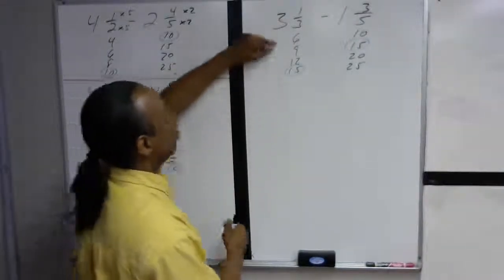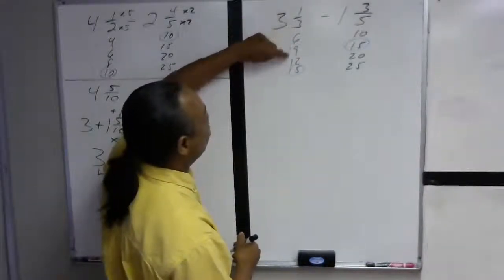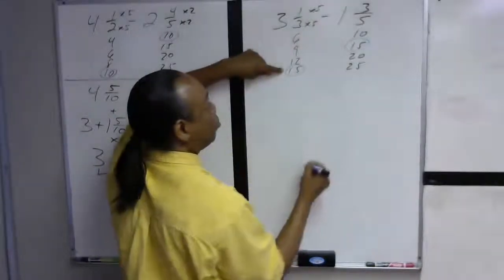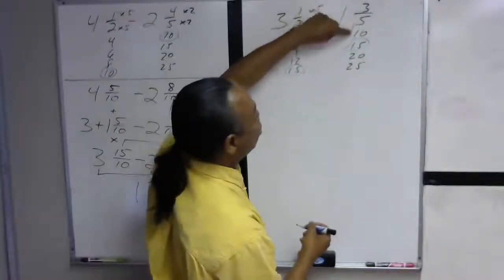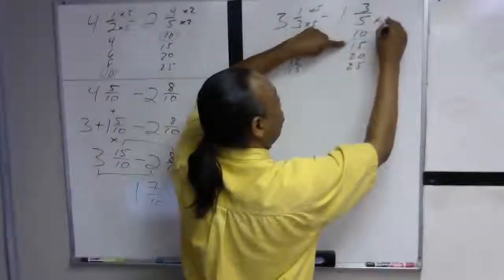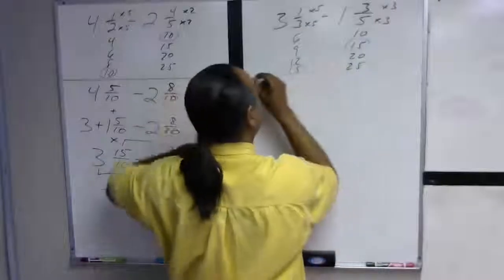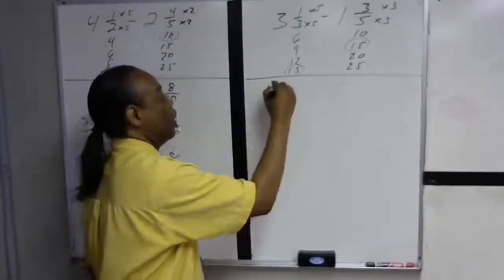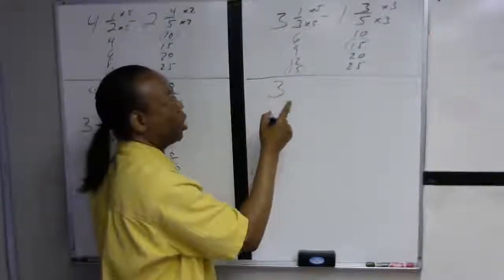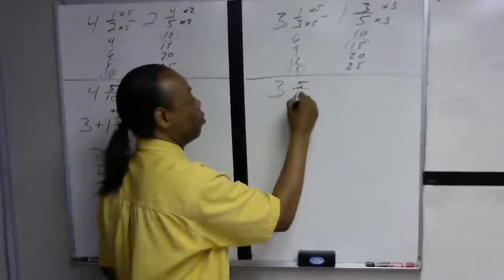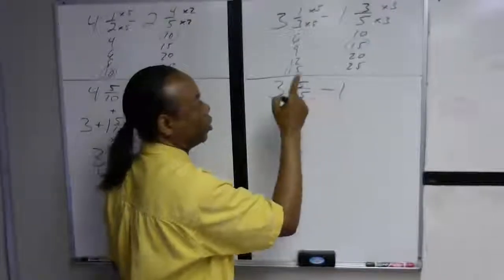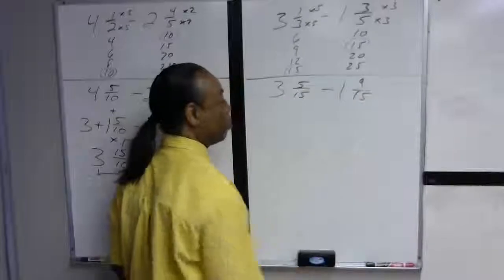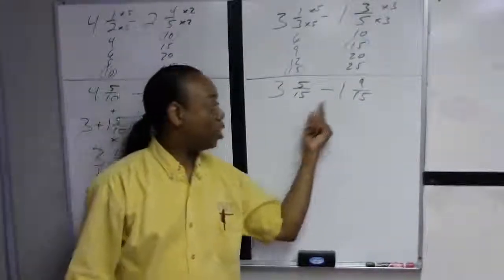All right, let's see how we got there. 1, 2, 3, 4, 5. So we're going to multiply this by 5 and this by 5. Here, 1, 2, 3. So we'll multiply by 3 and by 3. Okay, so our new fraction will be 1 times 5, 3 times 5, which is 5 over 15. The other fraction is 3 times 3 and 5 times 3, which is 9 over 15. Okay, so our denominators now match.